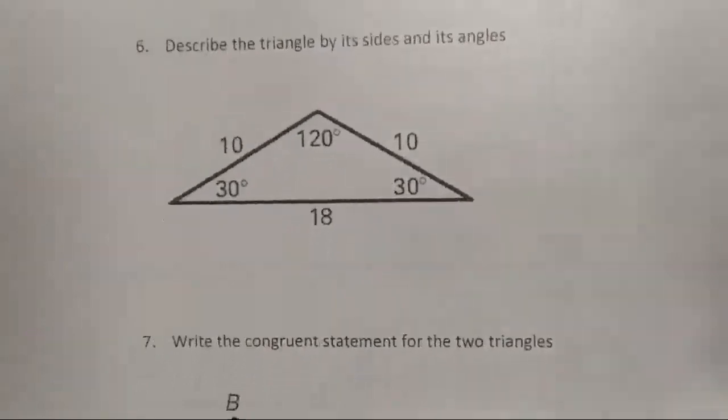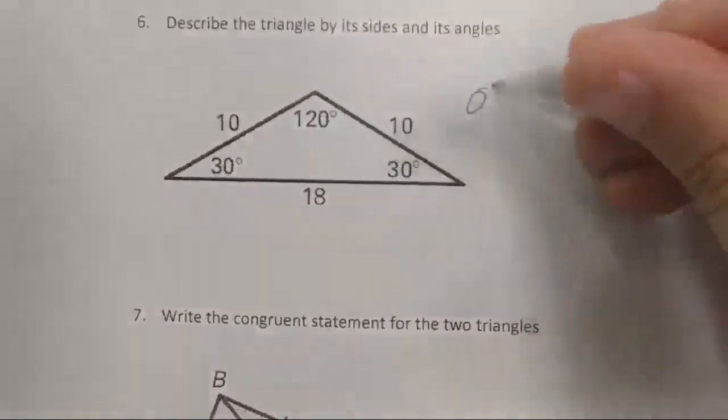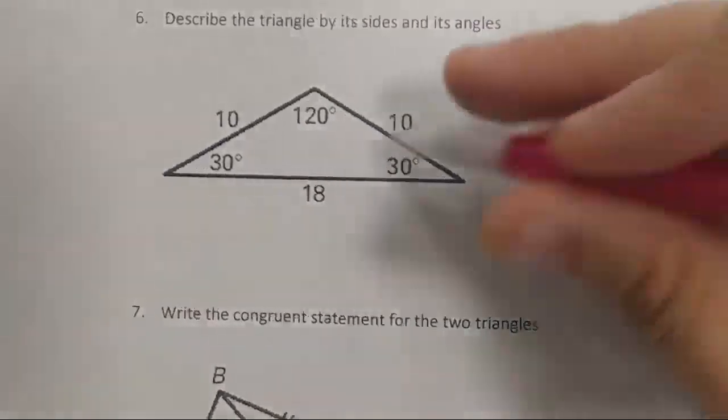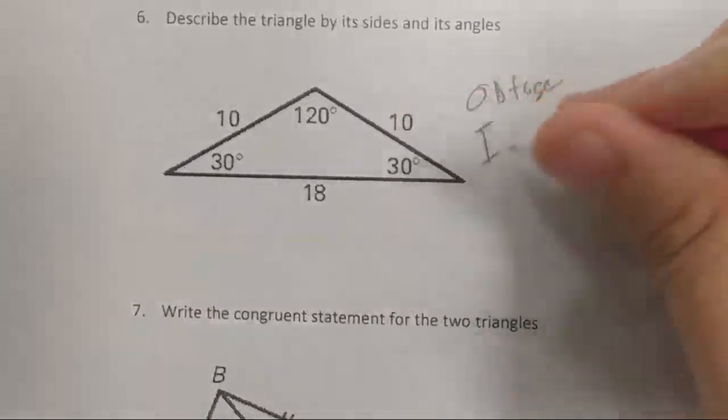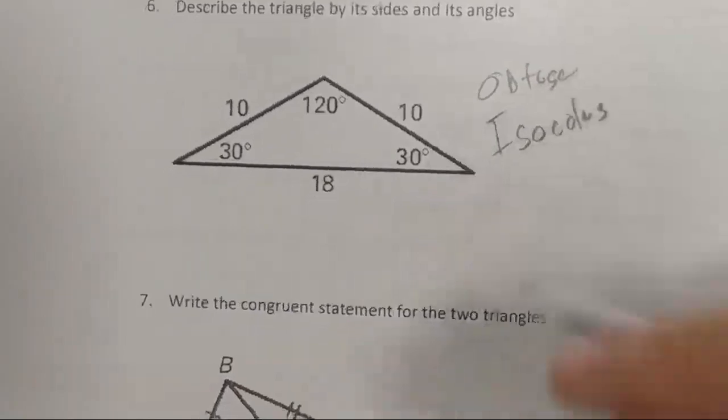Describe a triangle by the sides and the angles. So by angle, I could say it's obtuse, because you have one obtuse angle. And this is a 10, 10, 18. Because it's 10, 10, 18, that is isosceles. So it's both obtuse and isosceles.